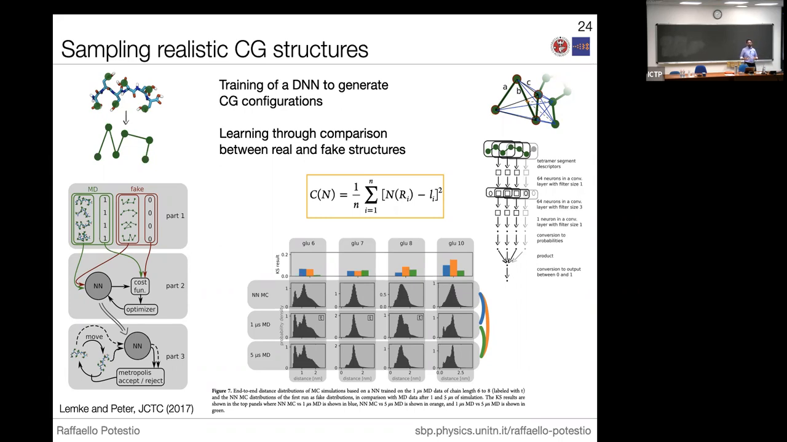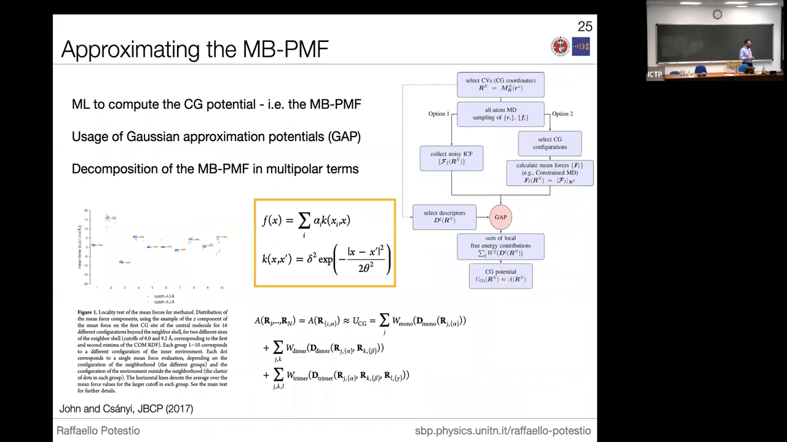I mentioned at the beginning that the objective of modeling in the context of coarse-graining is to parameterize an effective potential that gets as close as possible to the multi-body potential of mean force. This can be done with specific machine learning approaches, like, for example, the Gaussian approximation potentials, that describe the effective energy, the free energy of the system in terms of a sum of Gaussians that are localized, that are centered on configurations that have been indeed observed in the training set. So for example, in a molecular dynamic simulation, what you train the network with is the set of coefficients, the prefactors of the Gaussians, so as to reproduce the free energy of the system in terms of the configurations that you have sampled.